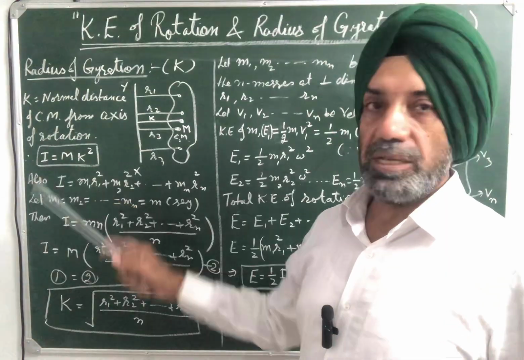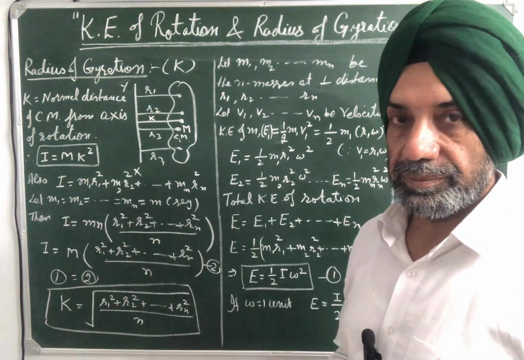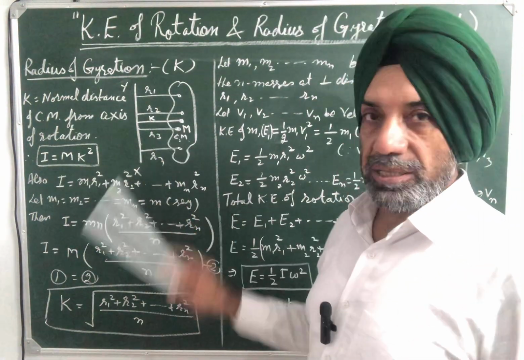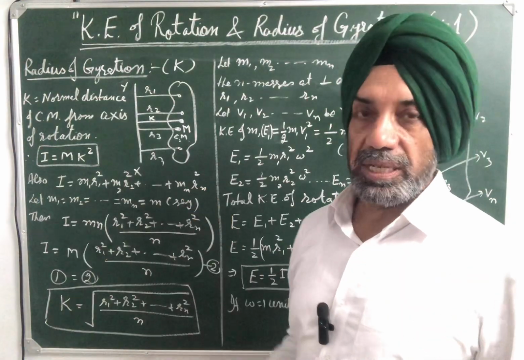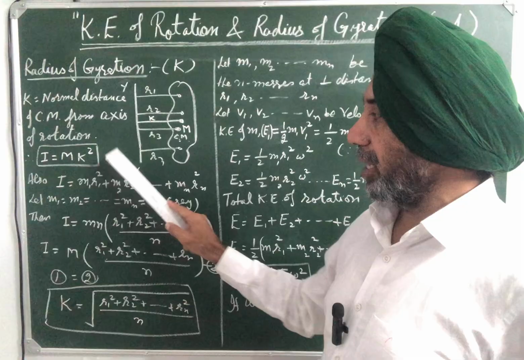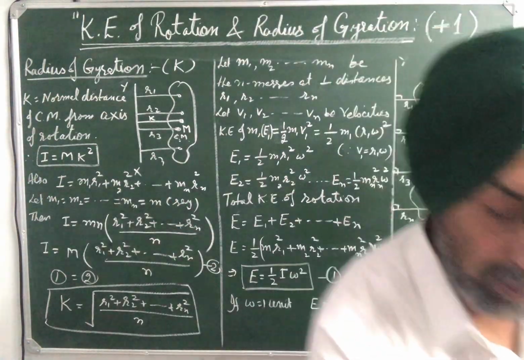So by definition, moment of inertia is equal to mass into distance square. So it will be I is equal to M k square, from summation m r square. So in this case, M is the total mass of the rigid body, k is the perpendicular distance from the axis of rotation. So I will be equal to M k square. Say this is equation number 1.